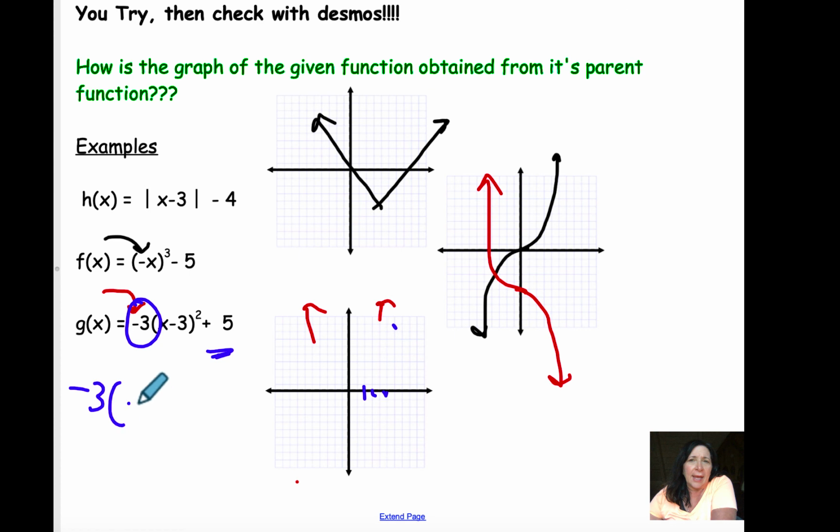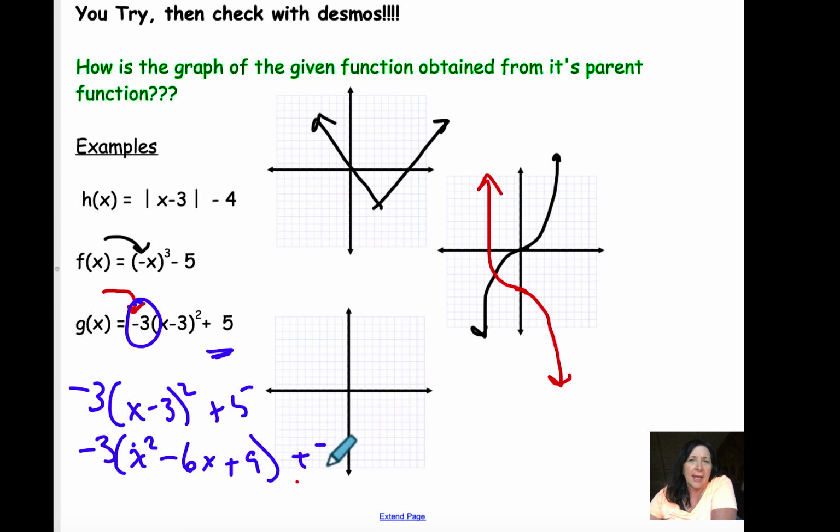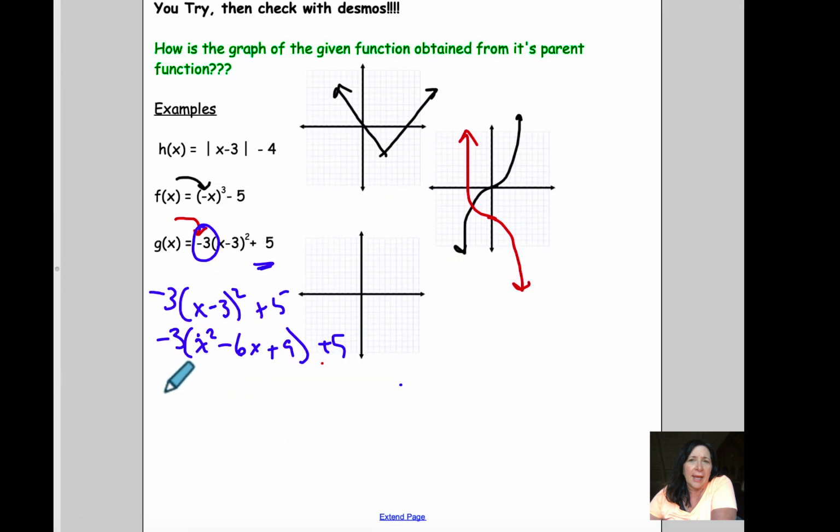Let's figure that out. X minus 3 quantity squared, add 5. So this is going to be x minus 3 times x minus 3. I'm going to do the little shortcut, which is x squared minus 6x plus 9. I'm going to multiply everything by -3. And I'm going to get negative 3x squared, a plus 18x, a negative 27 and a plus 5, which is more like the graph that I drew, because that's a negative 22, which is my y-intercept. So way, way, way down here.